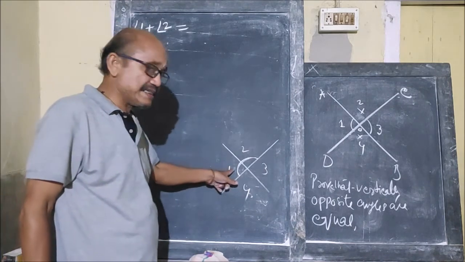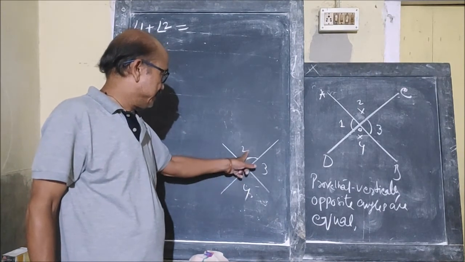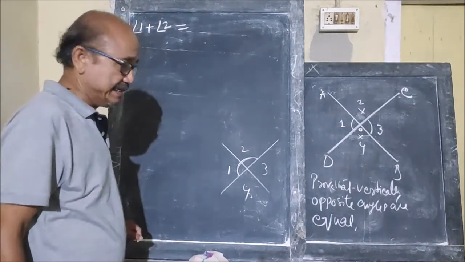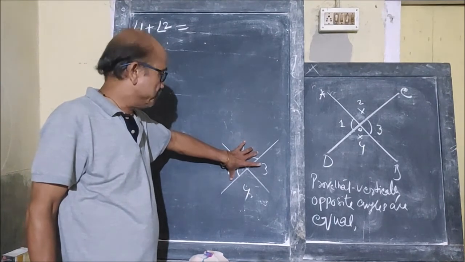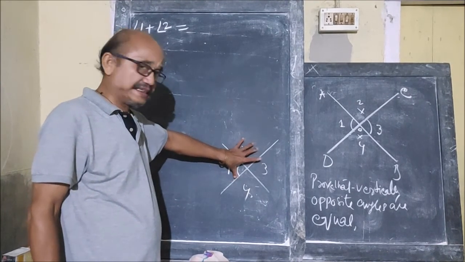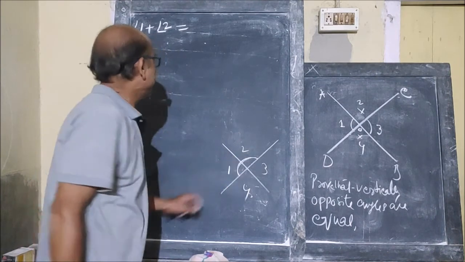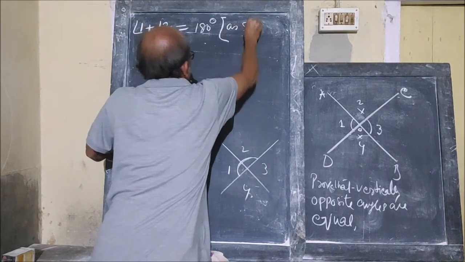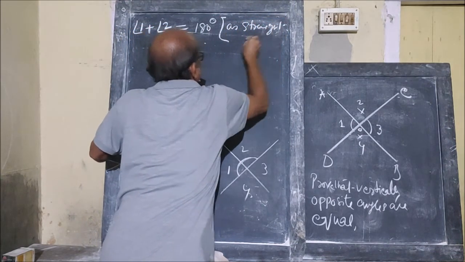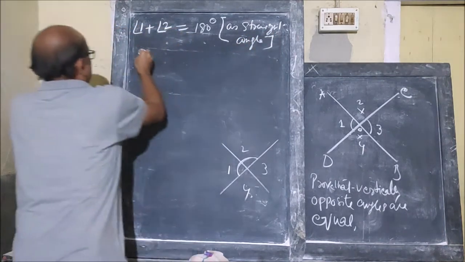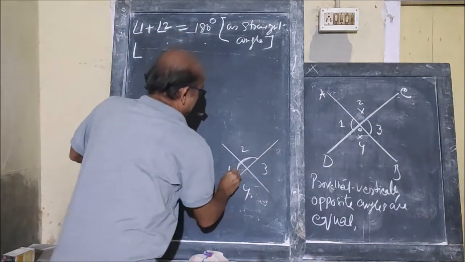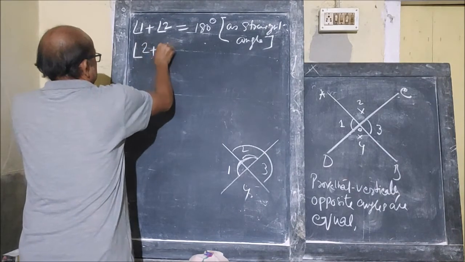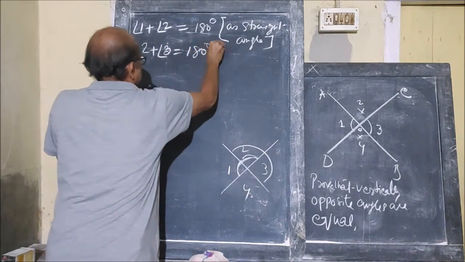Now, another is what? Supplementary. That plus that equal to supplementary 180. In that case, we use only straight line. There are 3 explanations here, but we take only one explanation. One explanation is these are the straight angles. So, 180 degree as straight angle, and then it is the 1 and 2. Now again angle 2 plus angle 3 equal to also again 180 degree.